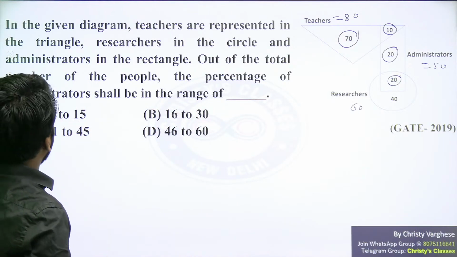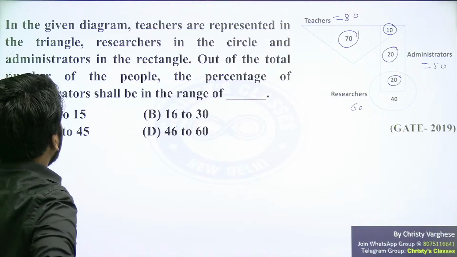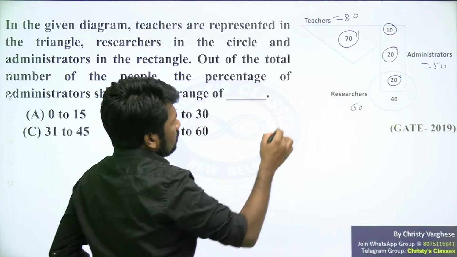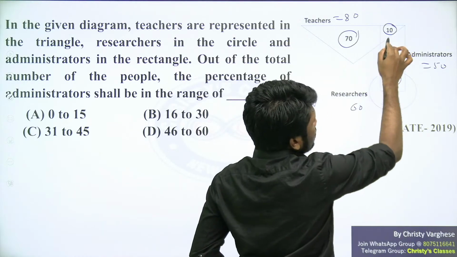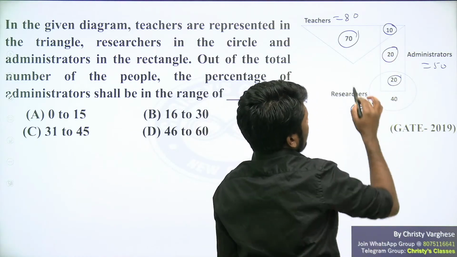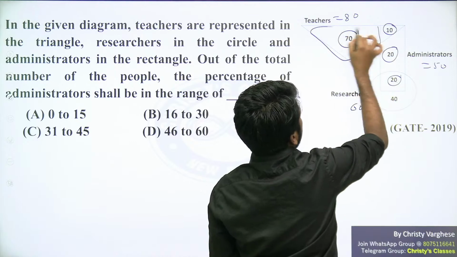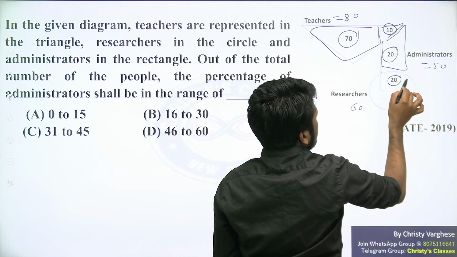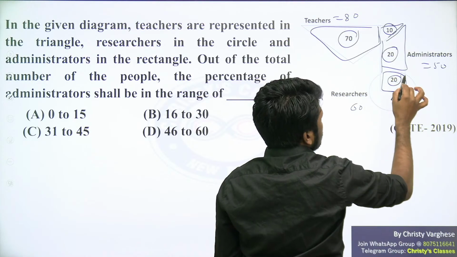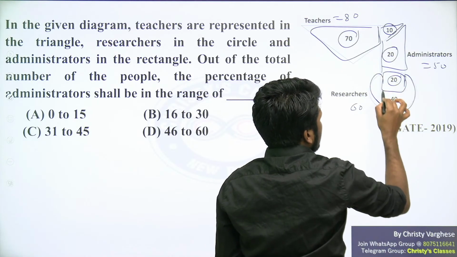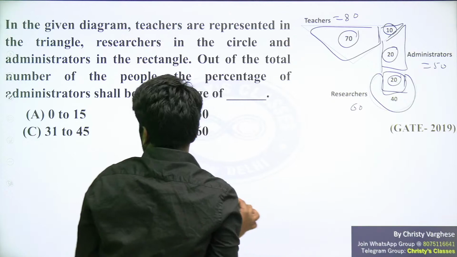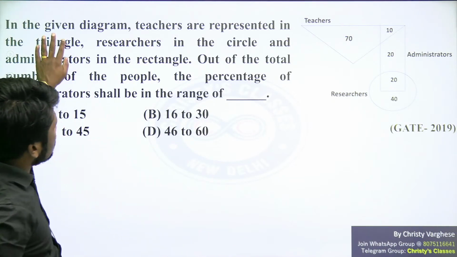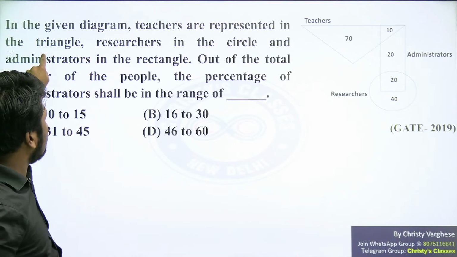Now, out of the total number of people, the percentage of administrators shall be in the range of. So, total number of people will be, all these are distinct sets. You should understand that way. This part is a distinct set. This is another one, this is another one, this is another one, and this is another one. That is why I told you this is not exactly like the Venn diagram we have discussed before. What is given in the question, you should understand that way.